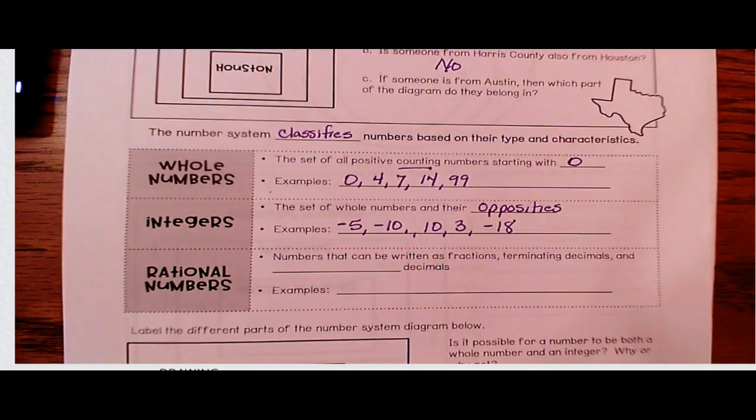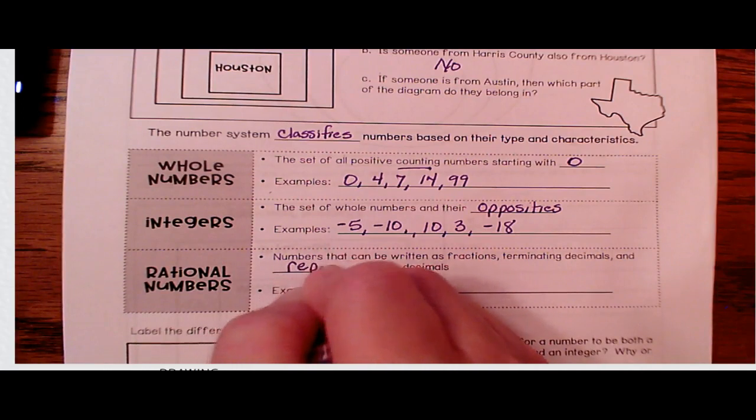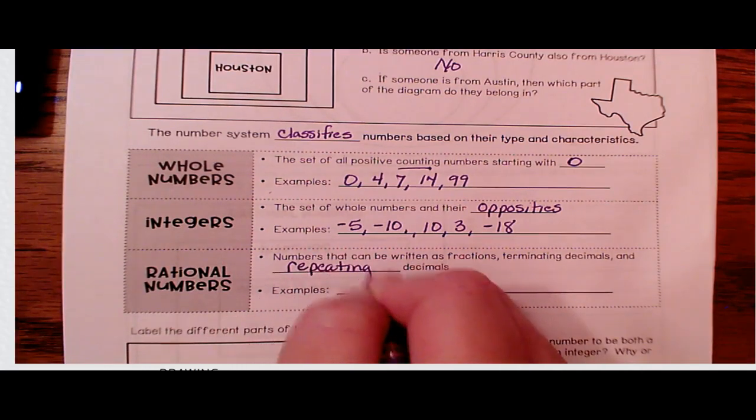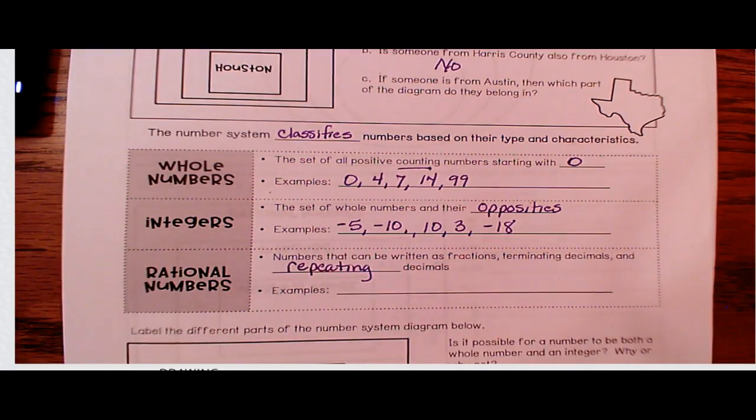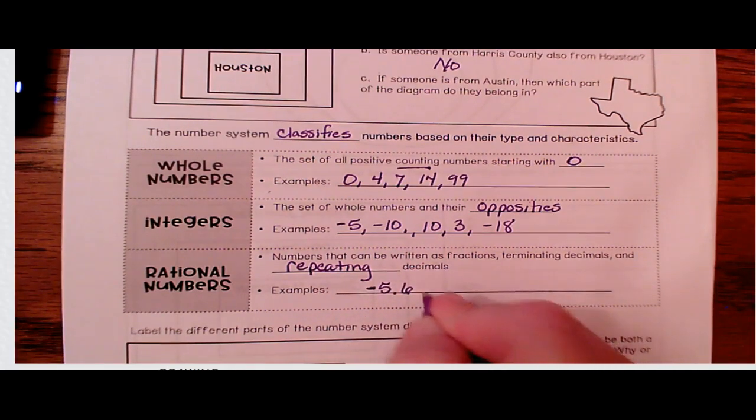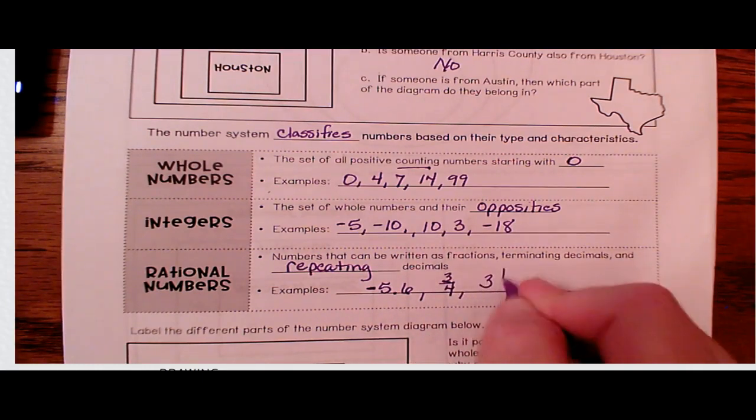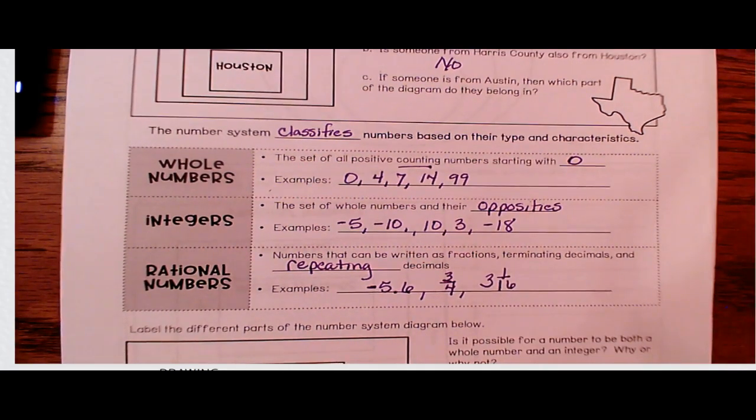Numbers that can be written as fractions, terminating decimals, and repeating decimals are rational numbers. So -5.6, 3/4, 3 1/16 are all rational numbers.